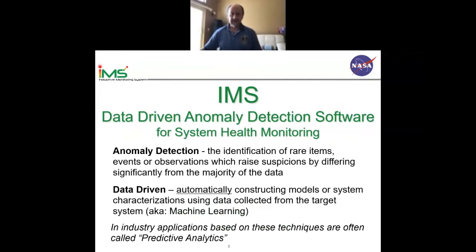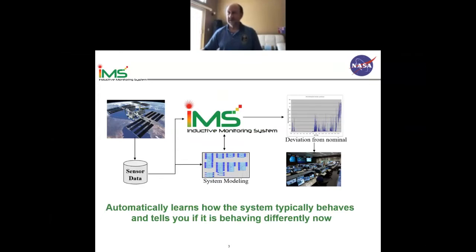This is a data-driven anomaly detection software that we use for system health monitoring. That means it watches data collected from your equipment or a system and lets you know if it's doing something different than a model of the normal operations on that system. That normal model is built using nominal data collected from the system itself. In other words, it automatically learns how the system typically behaves from its own data and lets you know if it's behaving differently now.